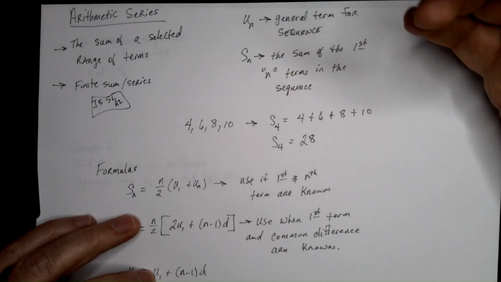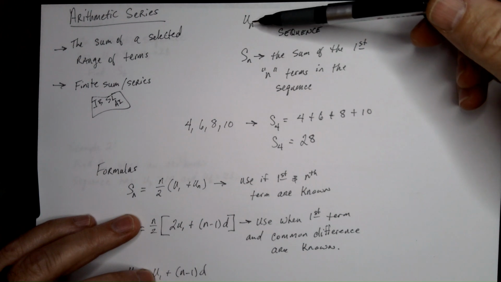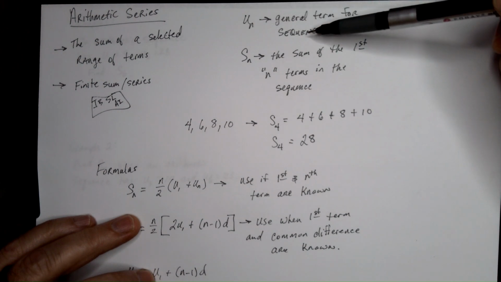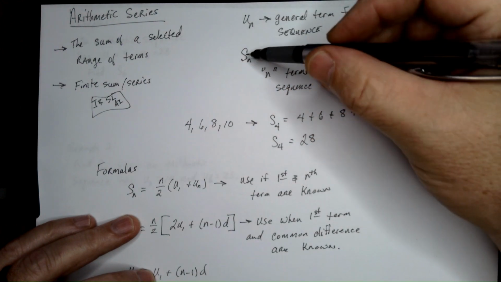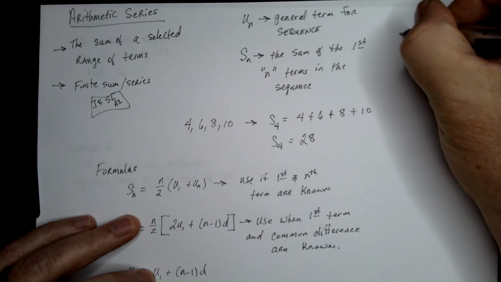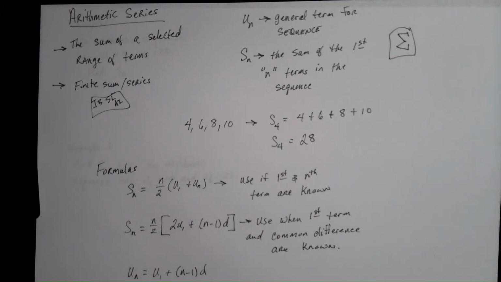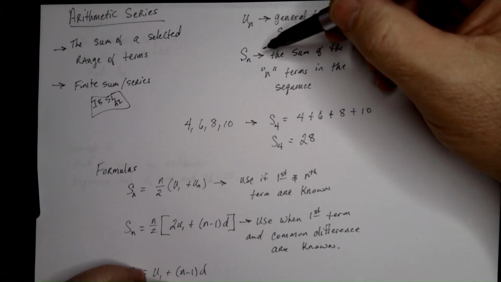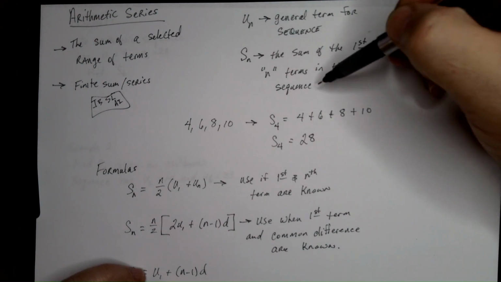So let's talk about some of the notation real quick. In case you forgot, for a sequence, U sub n is the general term for the sequence. And for the series, we have S sub n. Later, we're going to teach you about the sigma notation, which means the same thing, but it's written in a different way. But we'll save that for later.